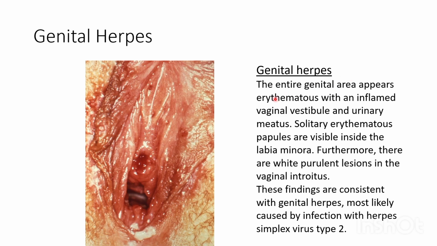Genital herpes. The entire genital area appears erythematous with an inflamed vaginal vestibule and urinary meatus erythematous. Solitary erythematous papules are visible inside the labia minora. Furthermore, there are white purulent lesions in the vaginal introitus. These findings are consistent with genital herpes, most likely caused by infection with herpes simplex virus type 2.